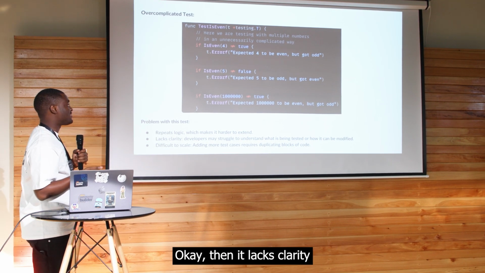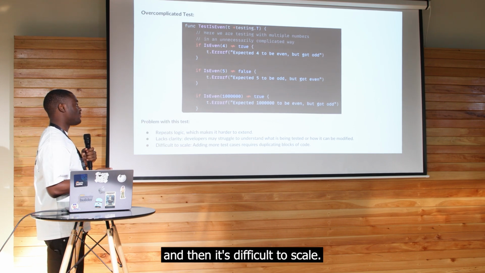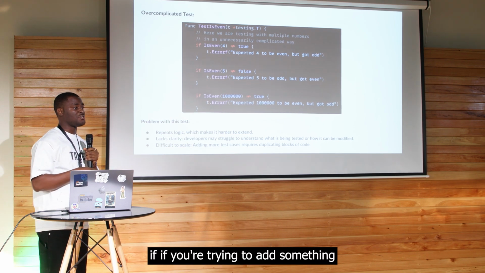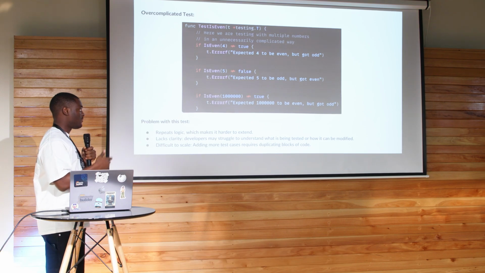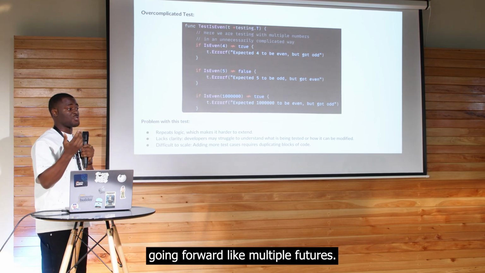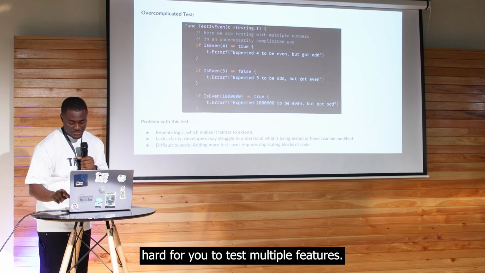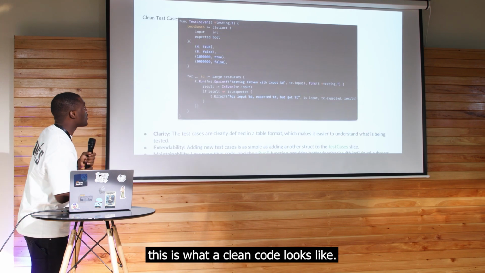Then it lacks clarity, and then it's difficult to scale. Like I mentioned, if you're trying to add something new, it will be hard for you to scale going forward, like multiple features. It will be hard for you to test multiple features. So for example, this is what clean code looks like.